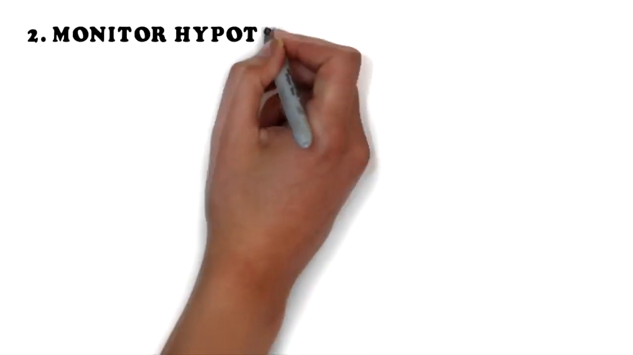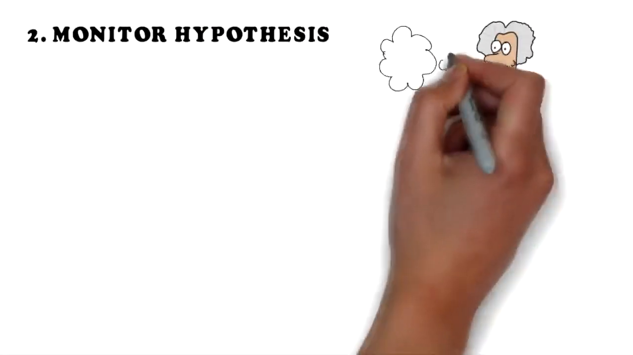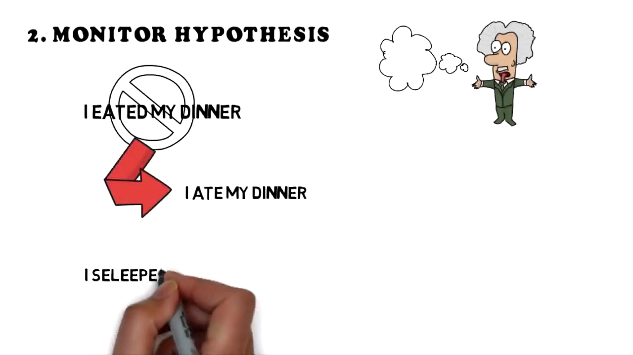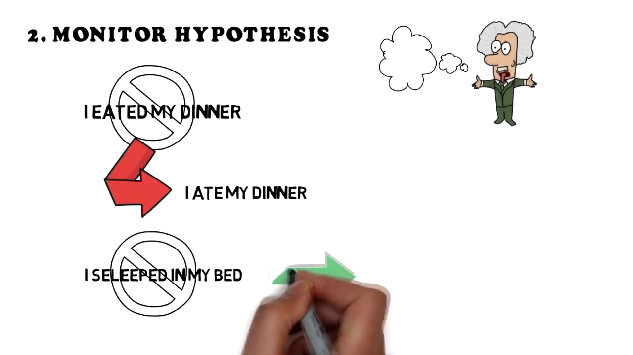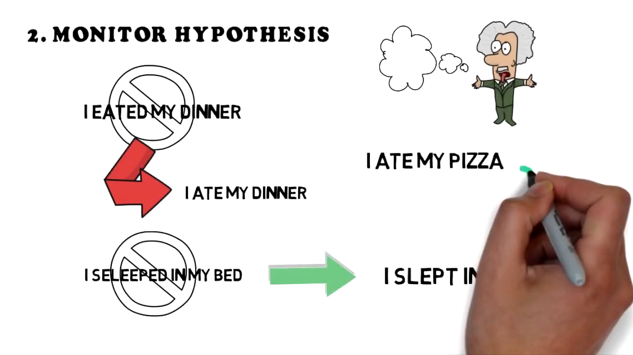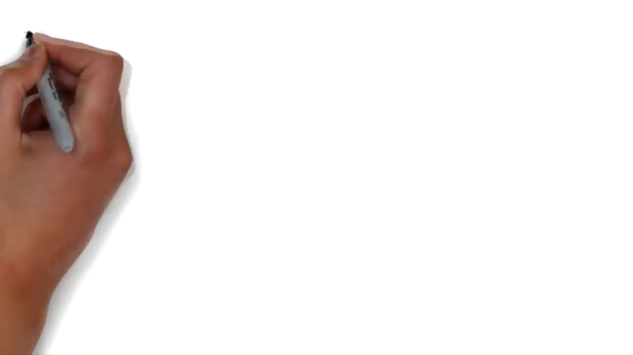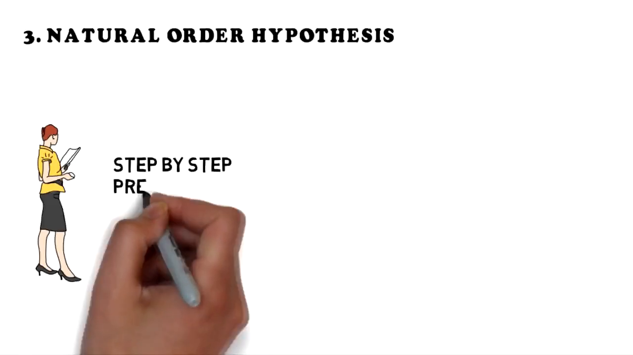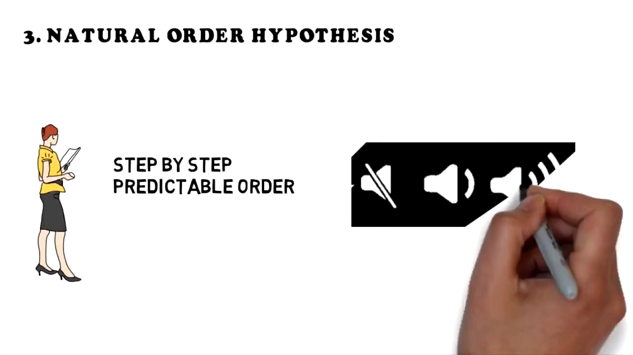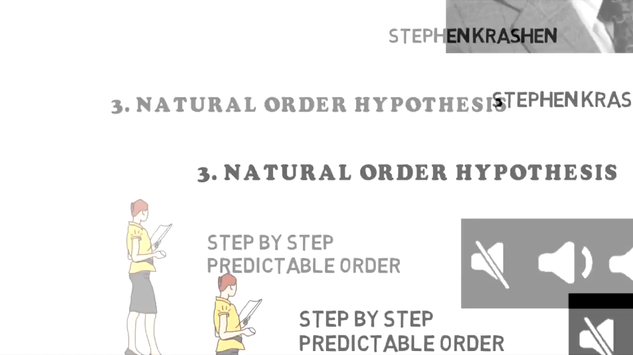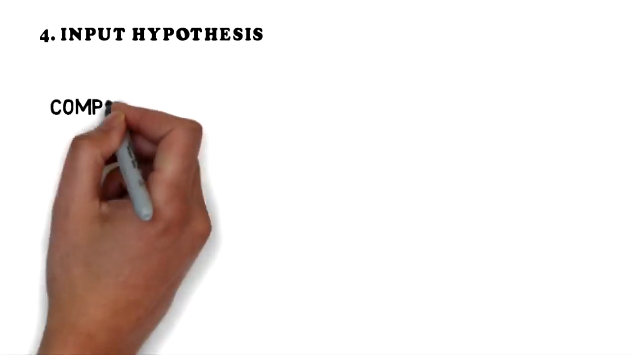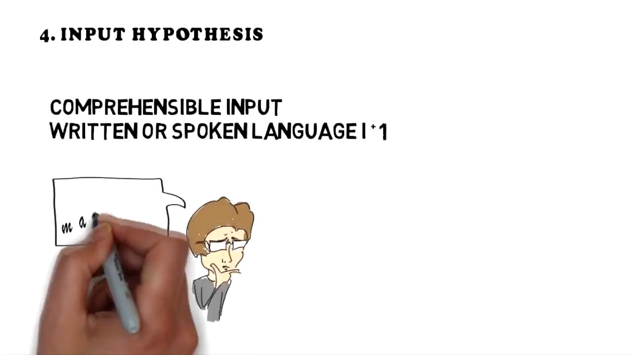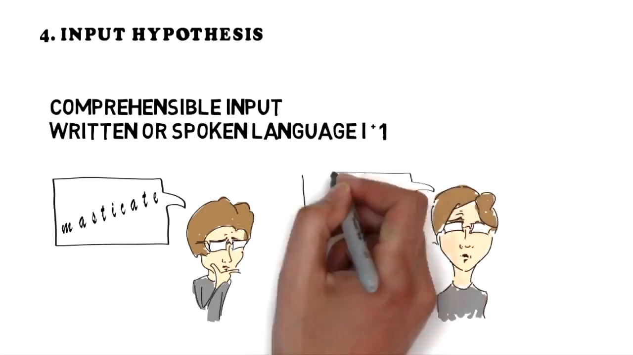The second is the monitor hypothesis. This says information that the acquisition center produces will be monitored, and if it doesn't match the correct information, change will be made. The third is the natural ordering hypothesis. This simply says that there is a natural ordering to grammatical features of learning language. The fourth is the input hypothesis, which states that if students receive comprehensible input, or input that is easily understood, student learning will increase.